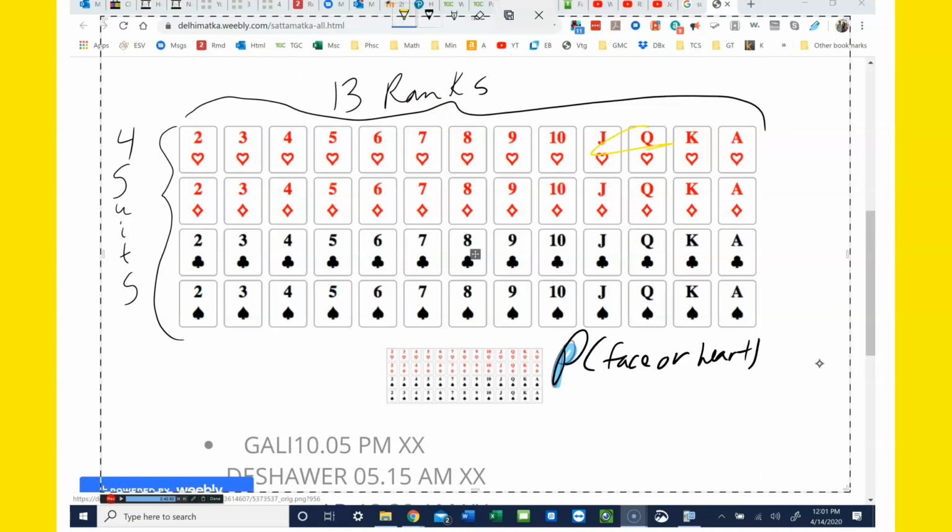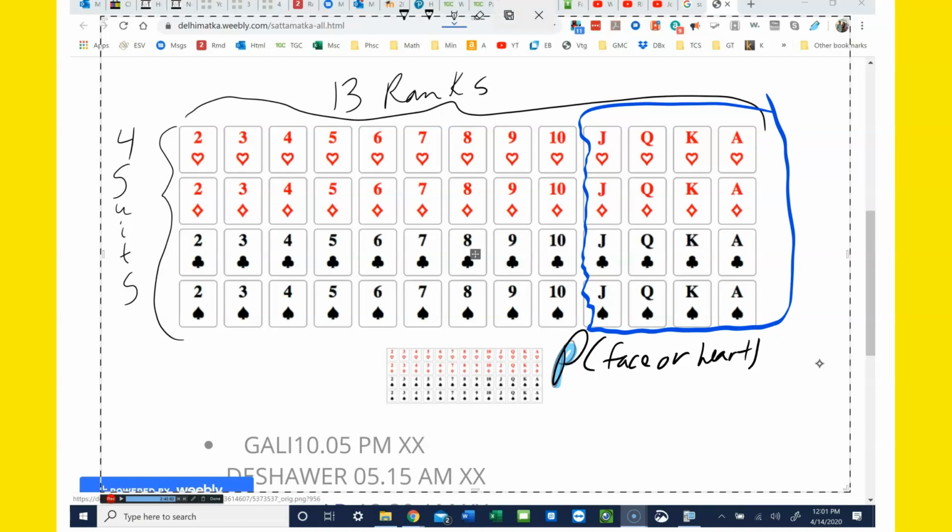Oh, that didn't work good at all. That's not a highlighter, that's like a crayon. Is there a highlighter somewhere in this? I can't figure out how to do a highlighter in this program. So the face cards are all of these. Oh, that's hard to write. Those are the face cards.